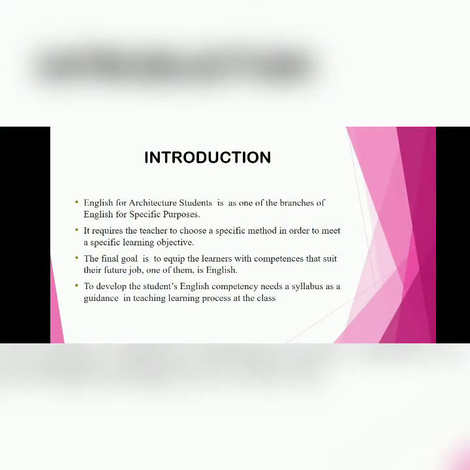English for architecture students is one of the branches of English for specific purposes. It requires the teacher to choose a specific method in order to meet a specific learning objective. The final goal is to equip the learners with competences that suit their future job. One of them is English. To develop the students' English competency, we need a syllabus as a guide in the teaching and learning process in the class.